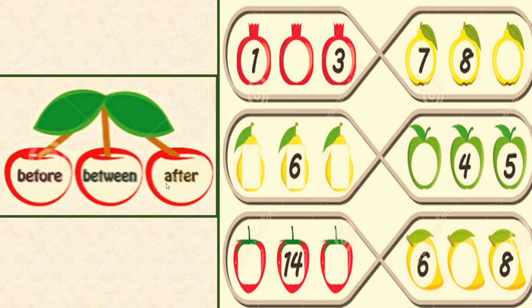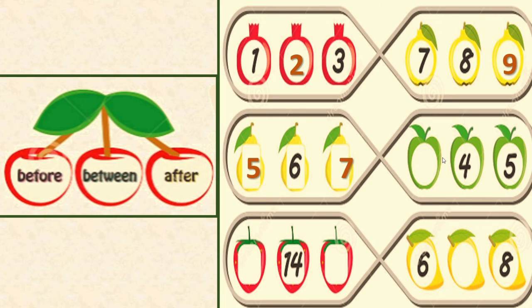Here also we have to fill the blanks. See dear children, 1 and 3 are given and in between blank space is there, right? We will fill this by between number, that is nothing but 2, right? Here 7, 8, then comes 9. Very good. Here 6 is given. We have to write before and after number, that is 5 and 7.